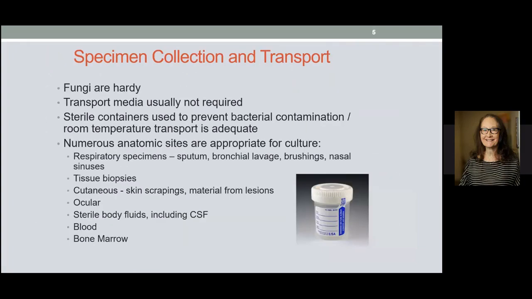Specimen collection and transport. Fungi are very hardy organisms. Transport media is usually not required, just a sterile container to prevent bacterial contamination, and you put the specimen in that sterile container, and room temperature is quite adequate for transportation. There's numerous anatomic sites that are appropriate for culture. I've listed some of them. You can do any kind of respiratory, sterile body fluids, tissues, anything where you think there might be a fungal infection.